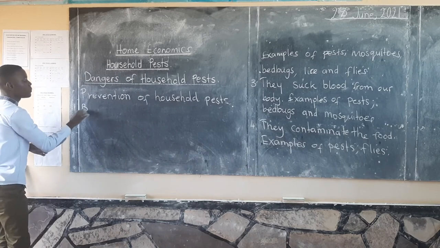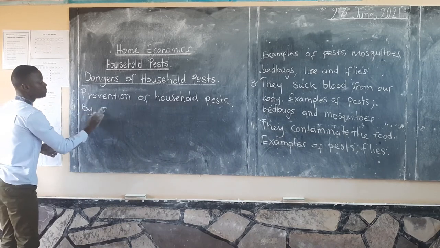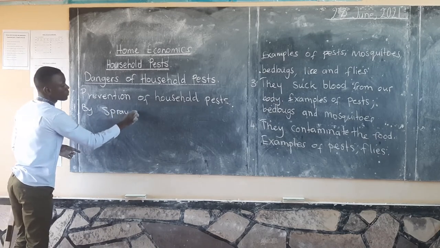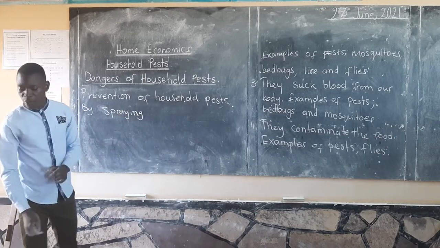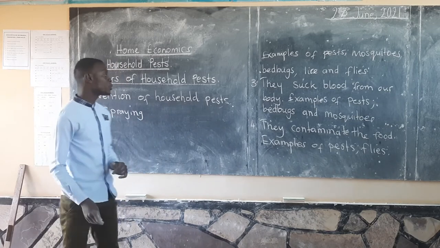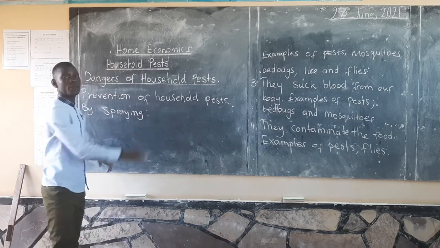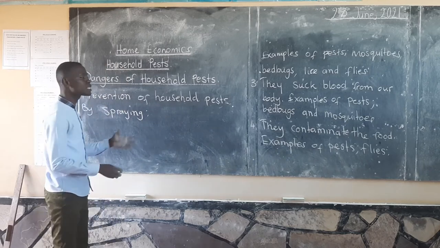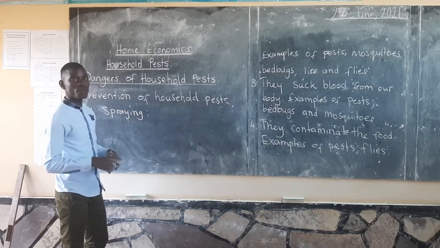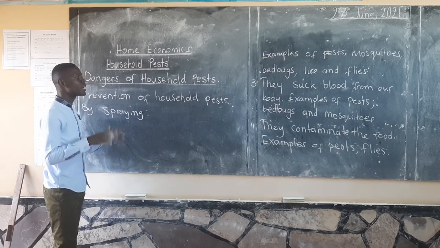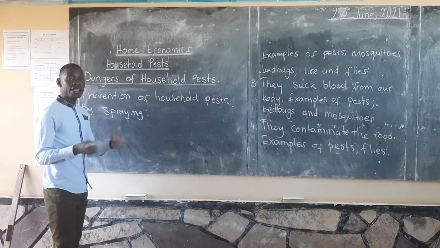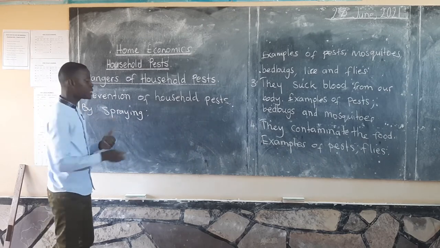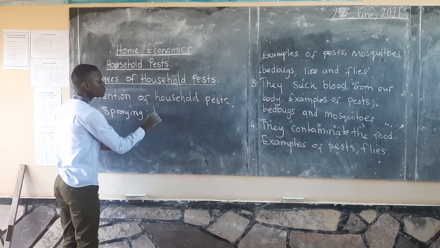One way is by spraying. What does it mean? When we say by spraying, this is where you can use two different chemicals. The first one is insecticide. Sometimes you can use pesticide. You just walk into a shop and ask the shopkeeper, I'm asking for any insecticide. So by spraying, what we mean is you can use different chemicals, number one.